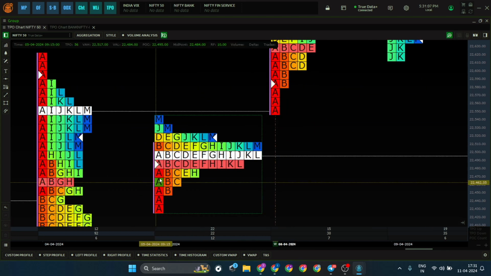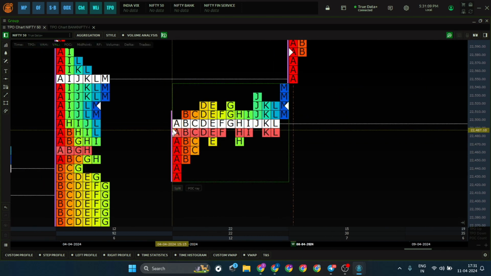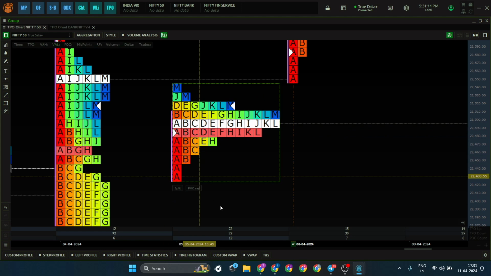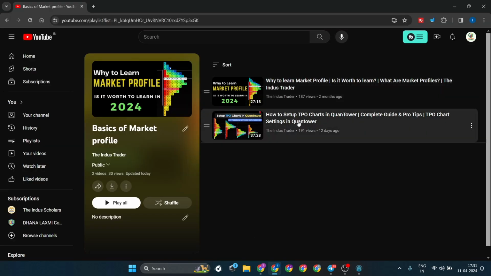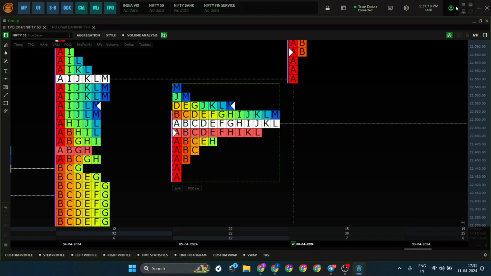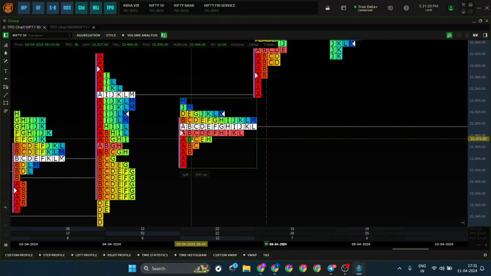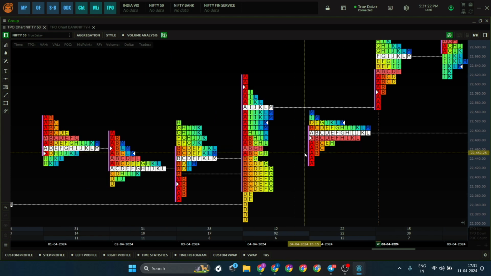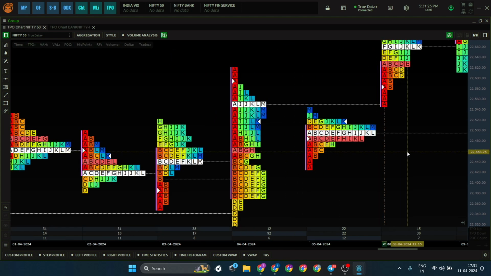Similarly here you can see, and if you don't know how to do the settings of this, we have made a detailed video here. You can go through both these videos, then you will understand how to make the settings of this IB and how to set it.